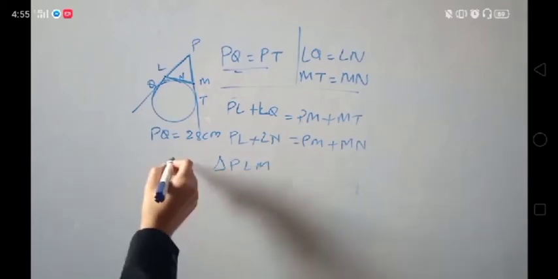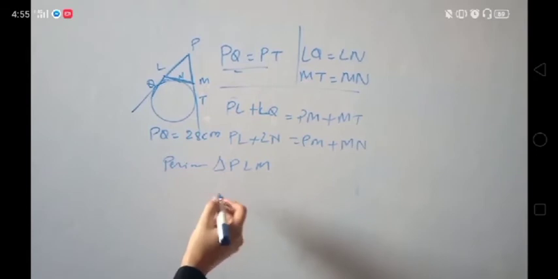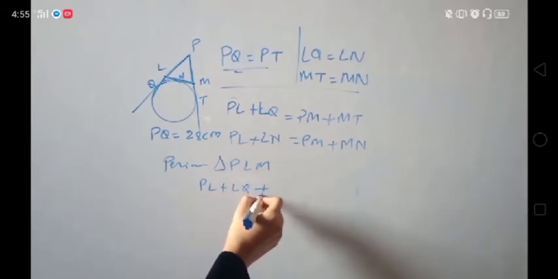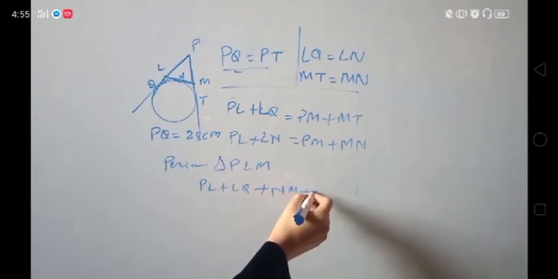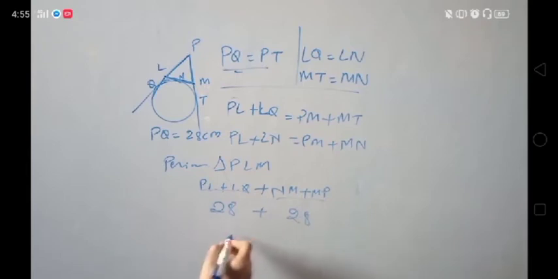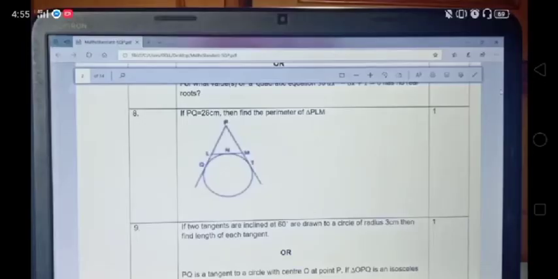So here the perimeter of triangle PLM is PL plus LQ plus NM plus MP. So this much is equal to 28, and this much is equal to 28, which is equal to 56 centimeter. The perimeter of triangle PLM is 56 centimeter. Next is tangents length, question number 9.